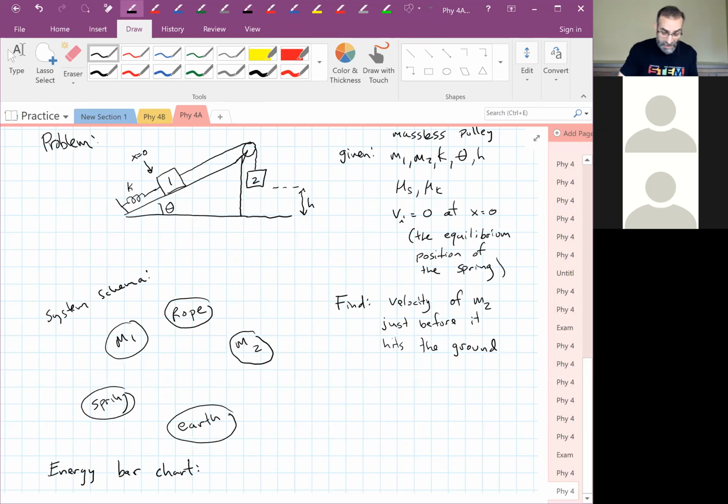So here I have M1 in my system. The rope, that's a contact force, they're touching each other. The rope with M2, a contact force, they're touching each other. M1 and the spring, got a contact force there. What do I need now? I need M1 and the earth. M1 is in contact with the earth.